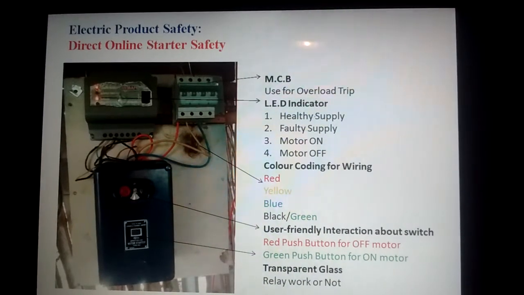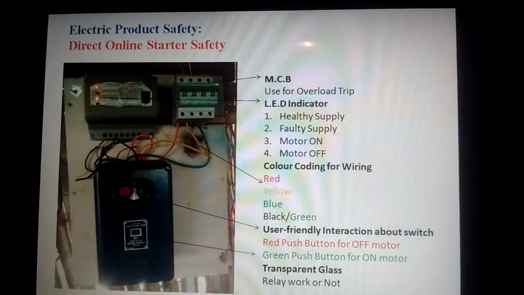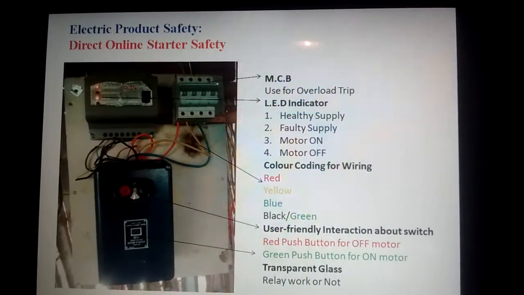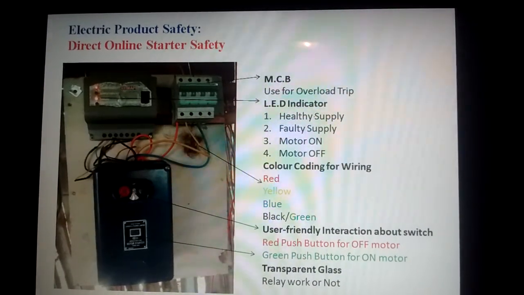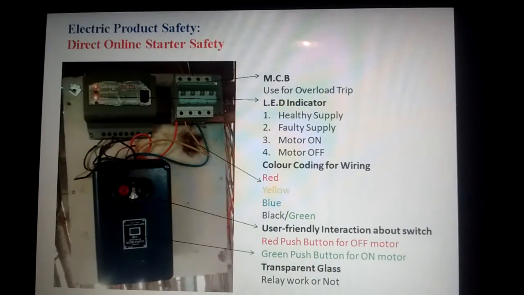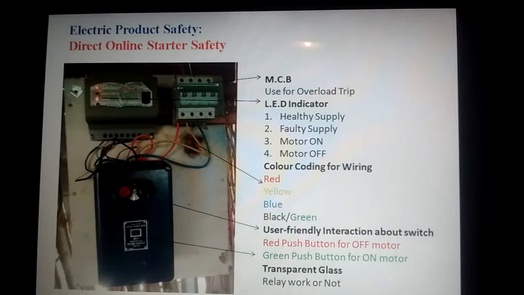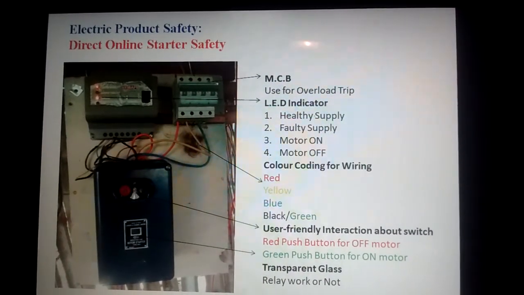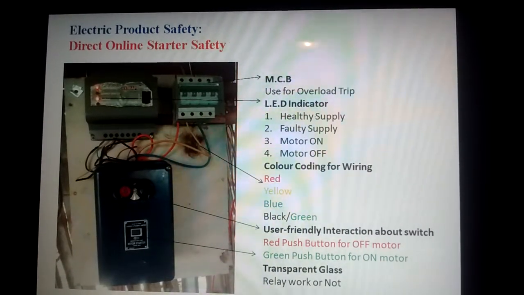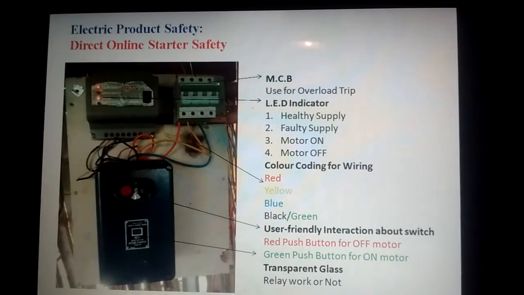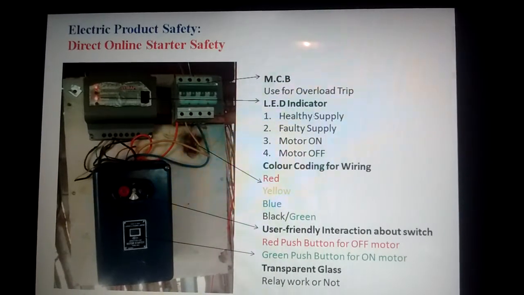So the human interaction is connected with this DOL. The human interface is present, so to avoid shock and for proper working of the systems, safety is required. There are three different parts present in the starters: the MCB, the main circuit breaker, then an automatic system, and a DOL system. The MCB is required for the overload system, the overload trip. So this is the safety about the overload.